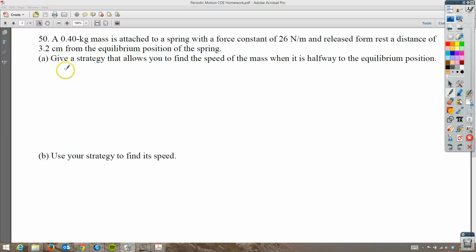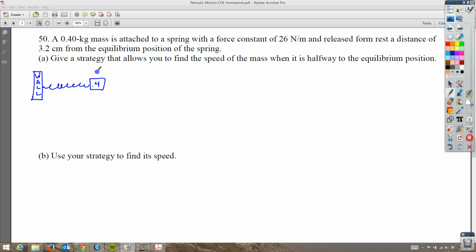Hey there, this is problem number 50, and it wants you to give a strategy that allows you to find the speed of a mass when it's halfway to an equilibrium position. And they set up the problem first with just a brick wall here, or whatever wall you want. We've got a spring that's attached to the wall. That spring is also attached to a mass, and that mass is 0.4 kilograms.